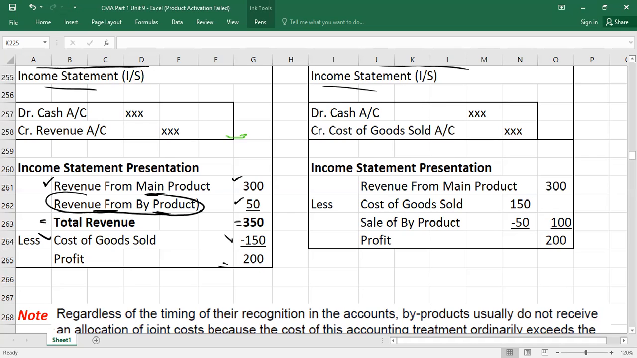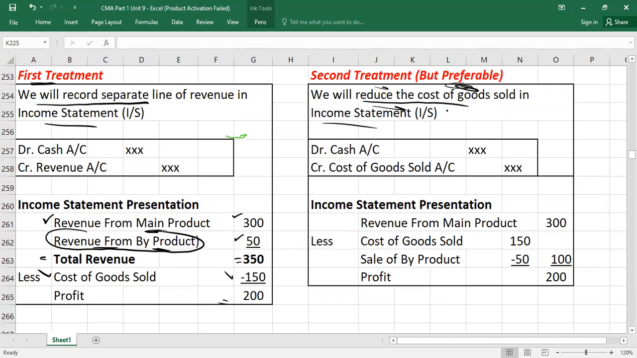Now the second treatment is what? I want to reduce the cost of goods sold and the joint cost. Then how will it look? I'll write the revenue from the main product, same value, 300. But this 50 I will use to reduce the cost of goods sold now.